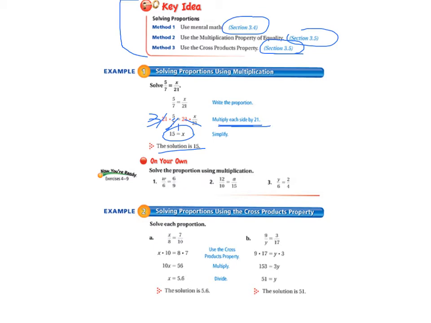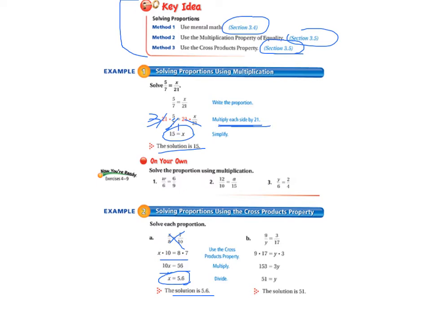Example 2, we're solving proportions using the cross products property. It says solve each proportion. So we'll start with letter A, and so we cross multiply. So x times 10 and 8 times 7, we set those equal to each other. That gives us 10x equals 56, and so we have to then divide both sides by 10, leaving x by itself equal to 5.6. So the solution is 5.6.